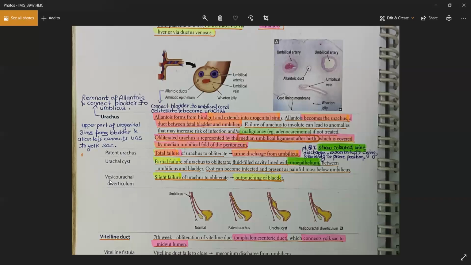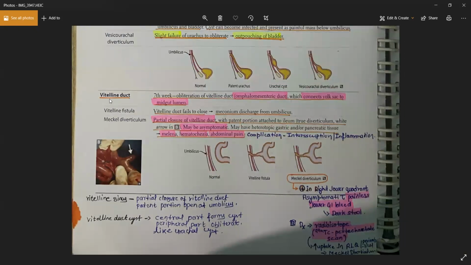I have one question. Is there any kind of clinical feature associated with vesico-urachal diverticulum? No, it would be a silent condition. Most commonly, just like the Meckel's diverticulum, it would be a silent condition most often. Okay, thank you.